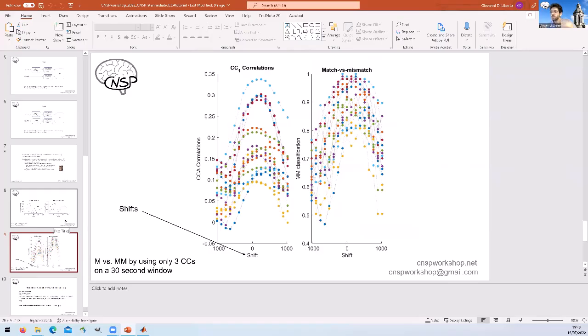Yeah, sometimes you see it in the form of D prime, but in this case it's a classification, but it's the same thing. Oh yeah, I have just a follow-up question on that. So for the mismatch or match classification task, in the plot here, did they use only the first canonical correlation, or did they combine a few CCs? Yeah, so in this plot I used 3 CCs.